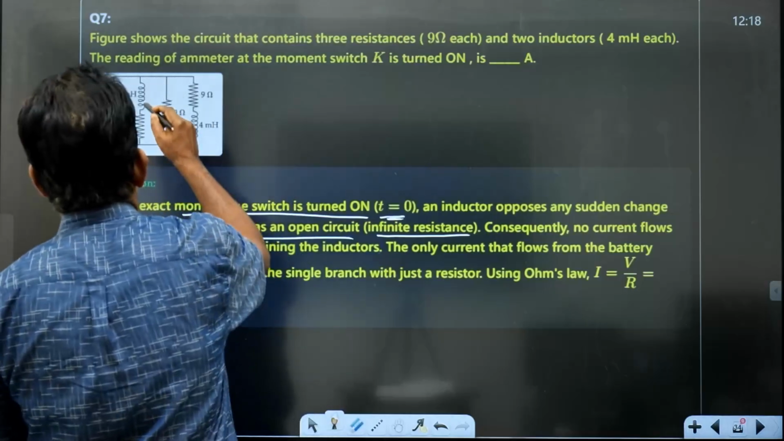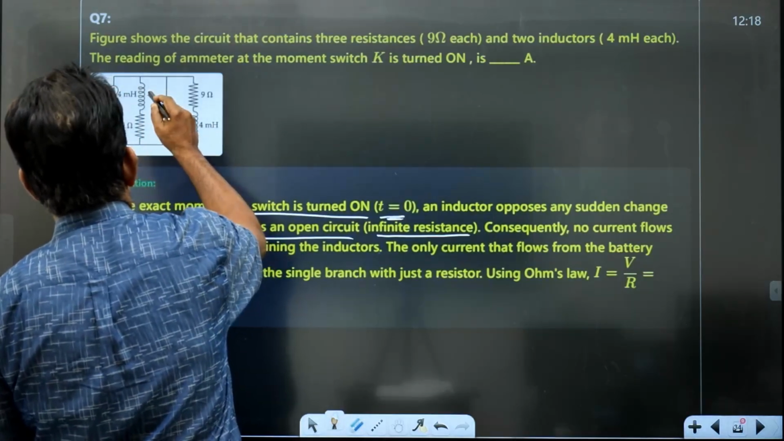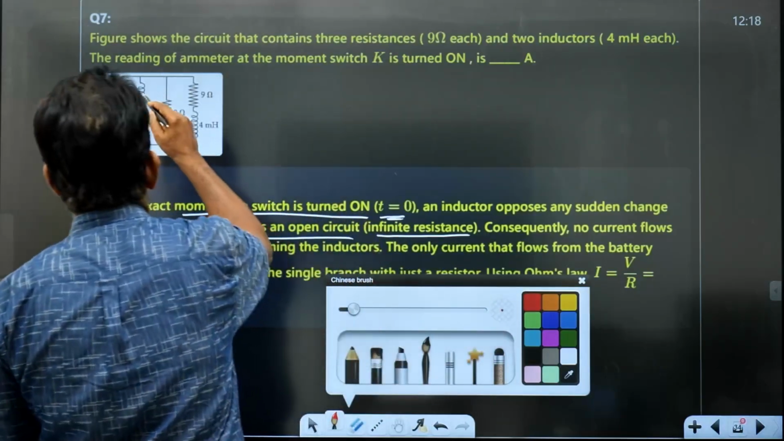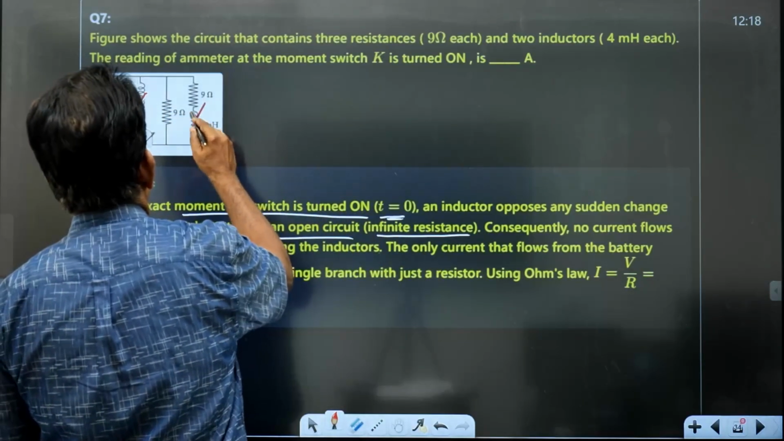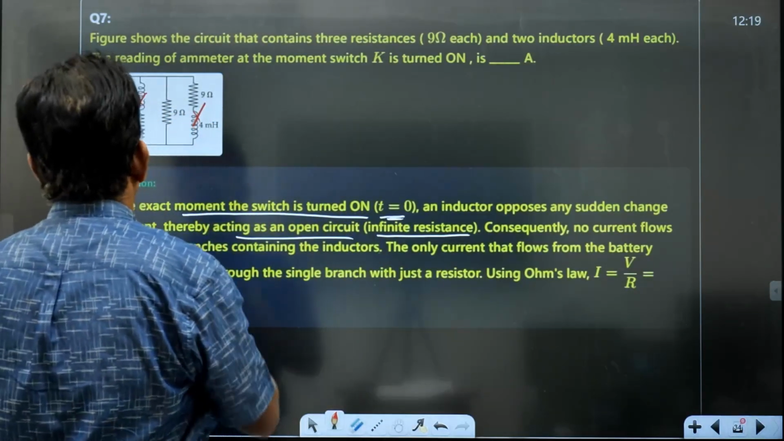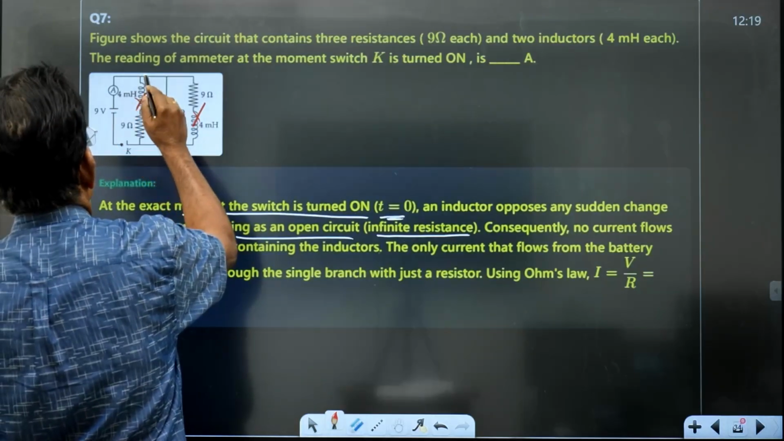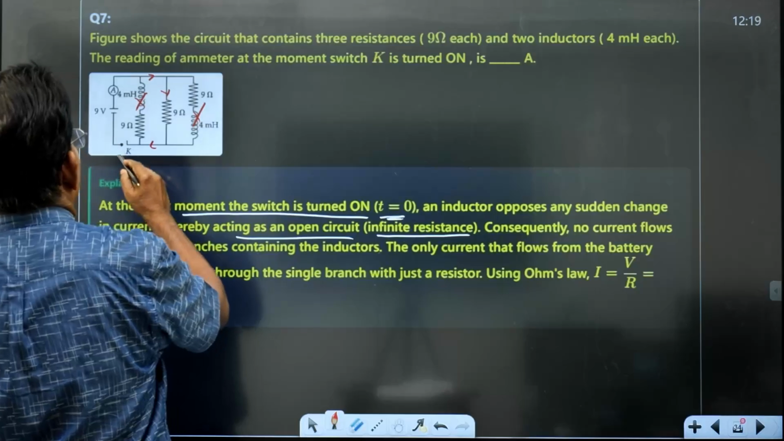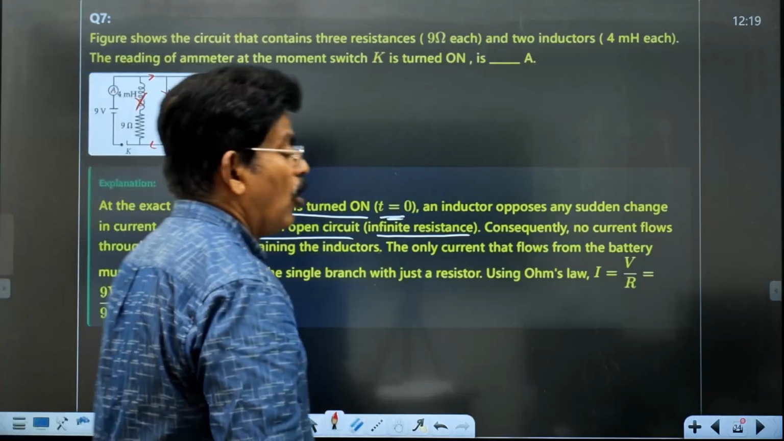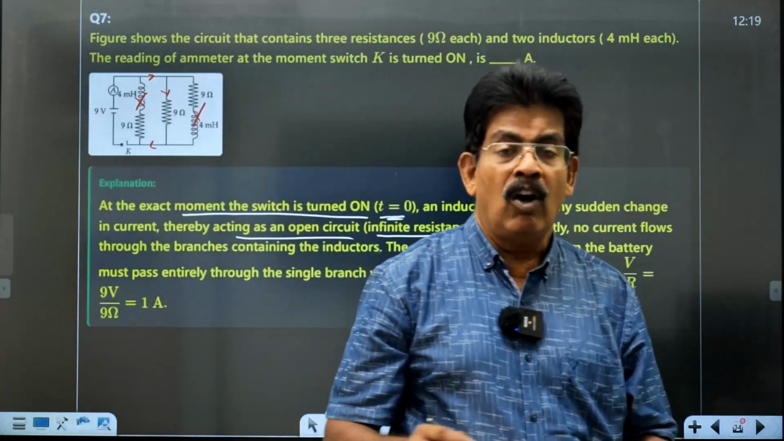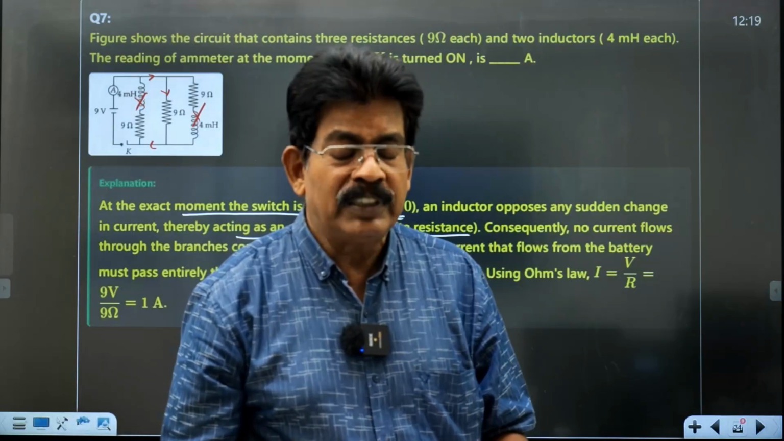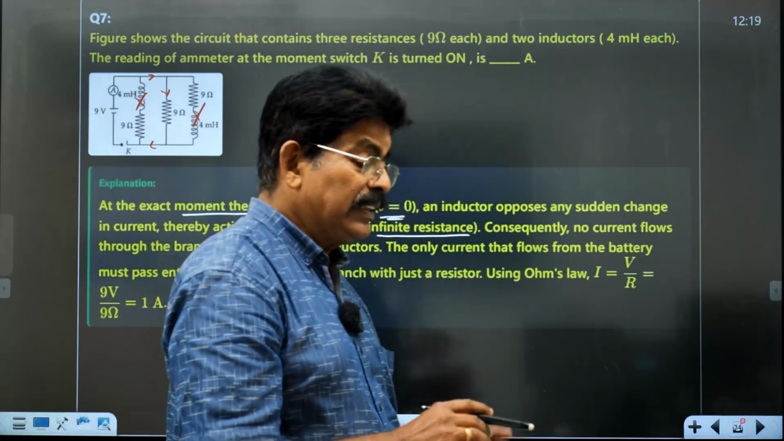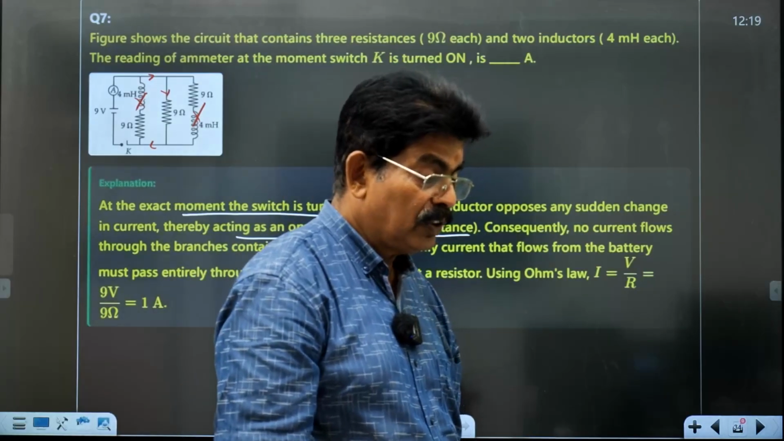No current flows through this branch just after switching on. So it has become a very simple circuit: a 9 volt source, ammeter, this 9 ohm resistance, and the key switched on. How much EMF? 9 volt. How much resistance? 9 ohms. Current will be 1 ampere just after switching on.